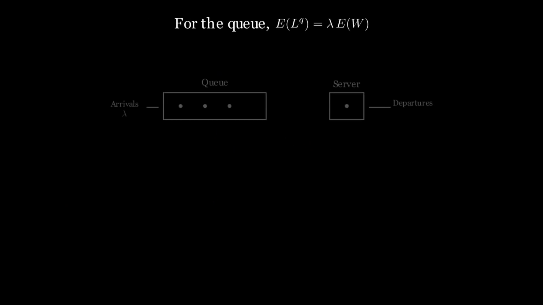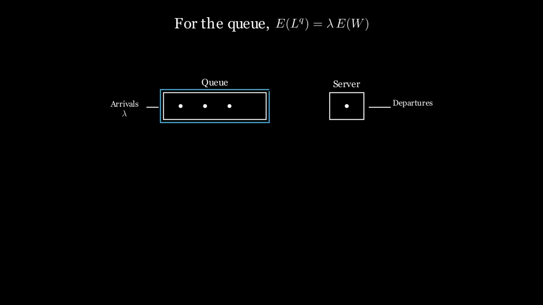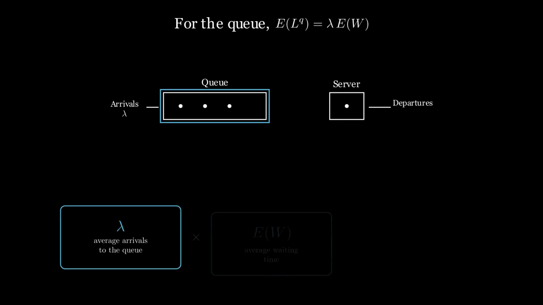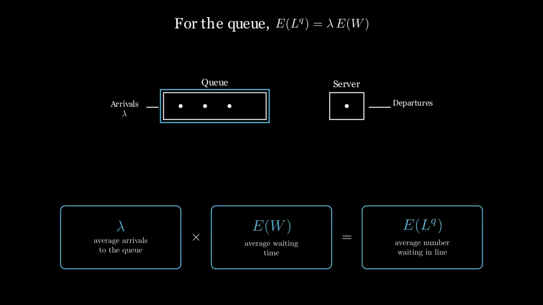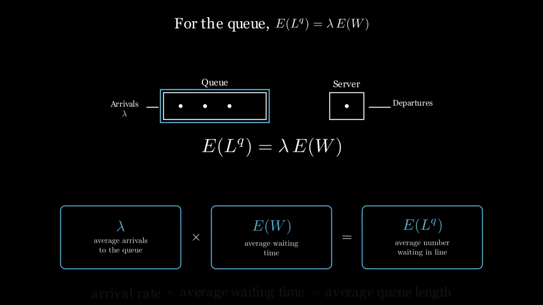The same idea works if we look at only the queue. If customers enter the queue at some average rate, and each one waits for an average amount of time before service begins, then that gives the average number of customers waiting in the line. Note that in this queue-only version, the lambda term should be interpreted carefully. It is the arrival rate relevant to the queue quantity being measured, so it is not necessarily being used in exactly the same sense as in the full system version.